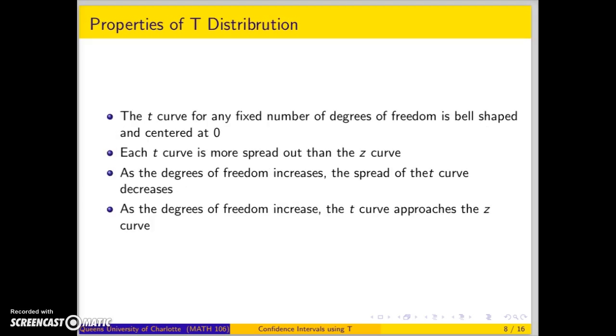So the t-distribution is still bell-shaped, and it's more spread out than the z-distribution, but as the degrees of freedom increases, the spread decreases and becomes similar to the z-curve. So when we have a very large degrees of freedom, that would mean we also have a really big sample. The t and the z are basically the same. And you can see that by looking at the table. Let's pull up the table real fast.